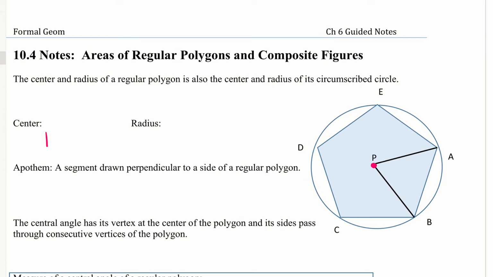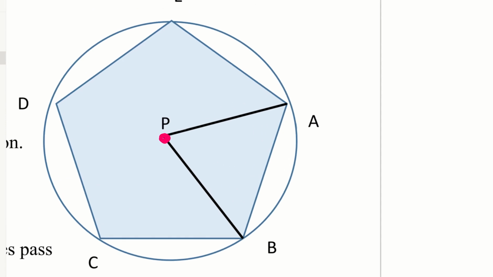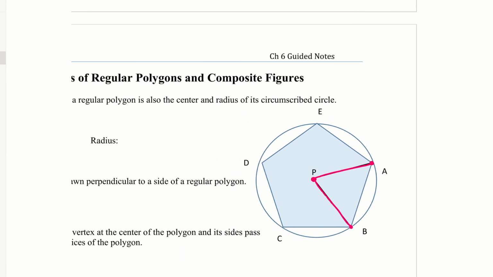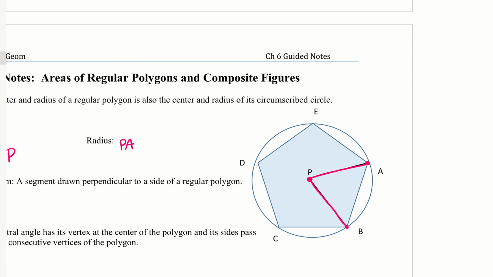And then the radius of the shape is also the radius of the circle. We can see that the radius of my pentagon goes from the center to the edge of the circle, and it's also, in our shape, going from the center to one of the vertices. That's always going to be true. So PA would be a radius of my shape and PB would also be a radius, just going from the center to one of my corners. So PA is a radius and PB is a radius.